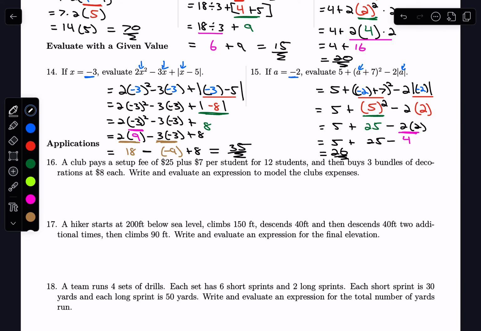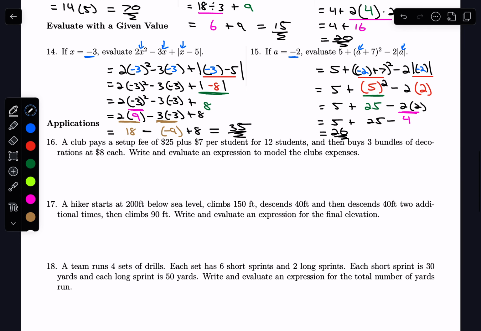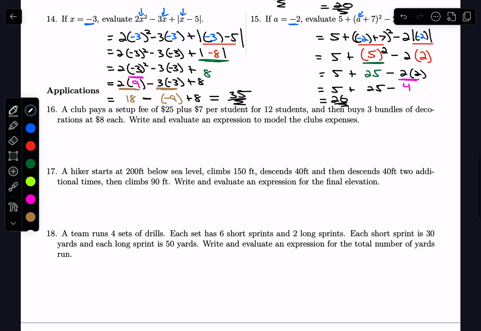And that was a lot of operations work. Wow. All right, let's get through a couple applications here. Make sure we can do this in context now. A club pays a setup fee of $25 plus $7 per student for 12 students, and then buys 3 bundles of decorations at $8 each. Write and evaluate an expression to model the club's expenses.